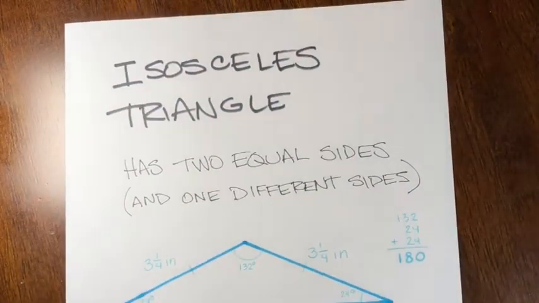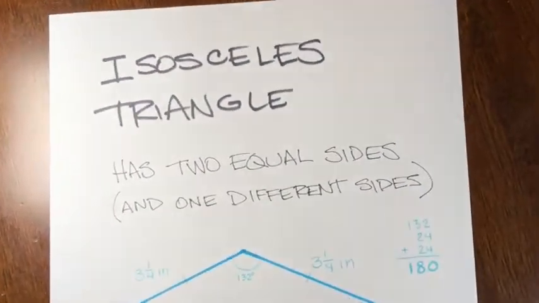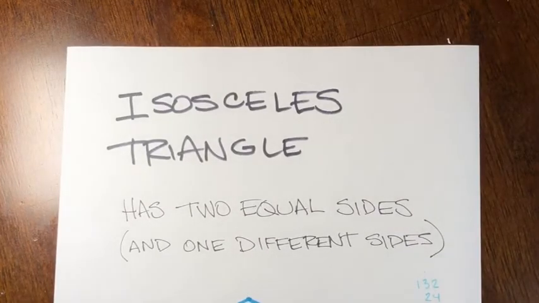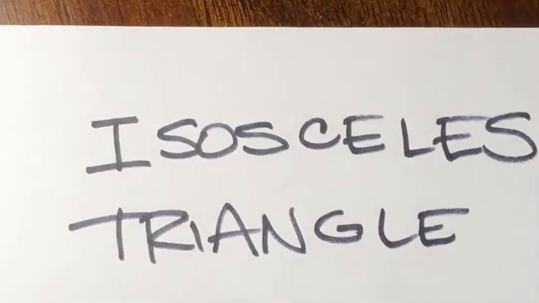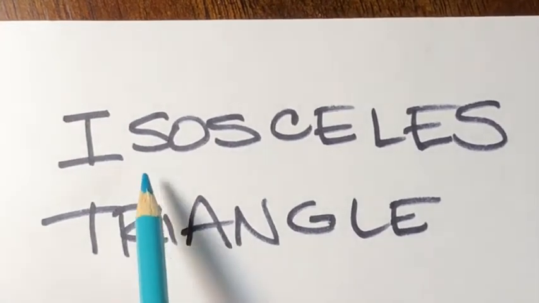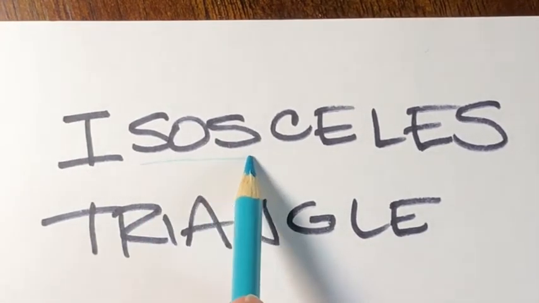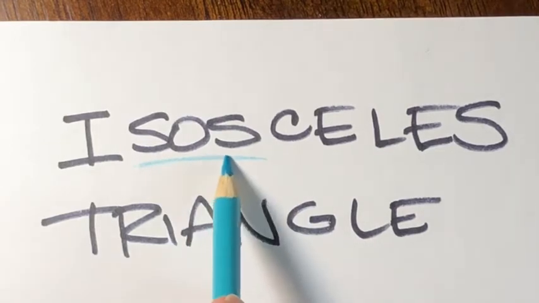Okay, so we have two more triangles to talk about today, and then we'll be finished. So isosceles triangles have two equal sides and then one side is different. Isosceles, and I tell my kids to remember that because this is the word that's kind of weird. And it has these letters right in the middle, SOS.